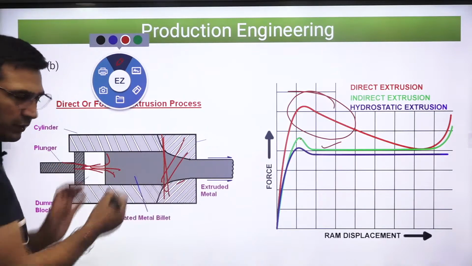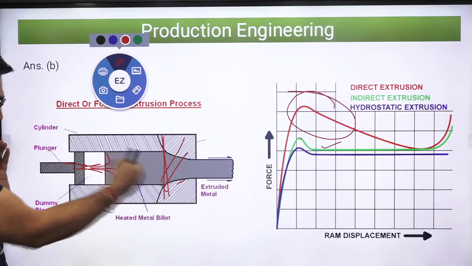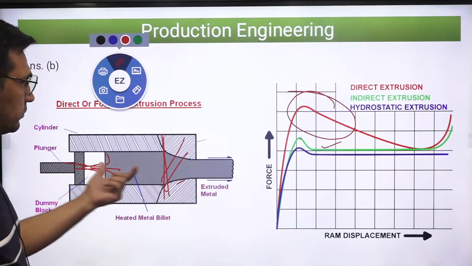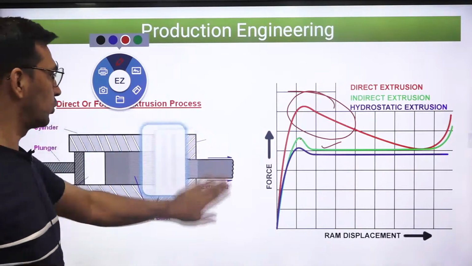So where is the movement of that billet? There is no movement of the billet. Only the material is getting deformed, and from the opening, it will come out. That's all. So there is no container friction, because there is no movement of the billet in indirect extrusion.